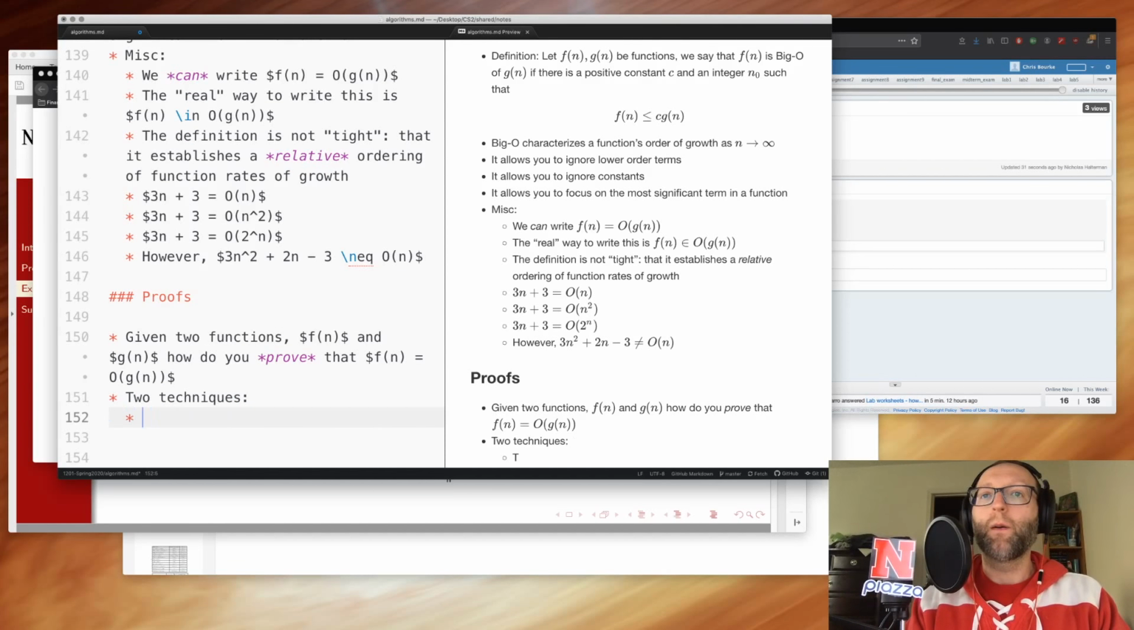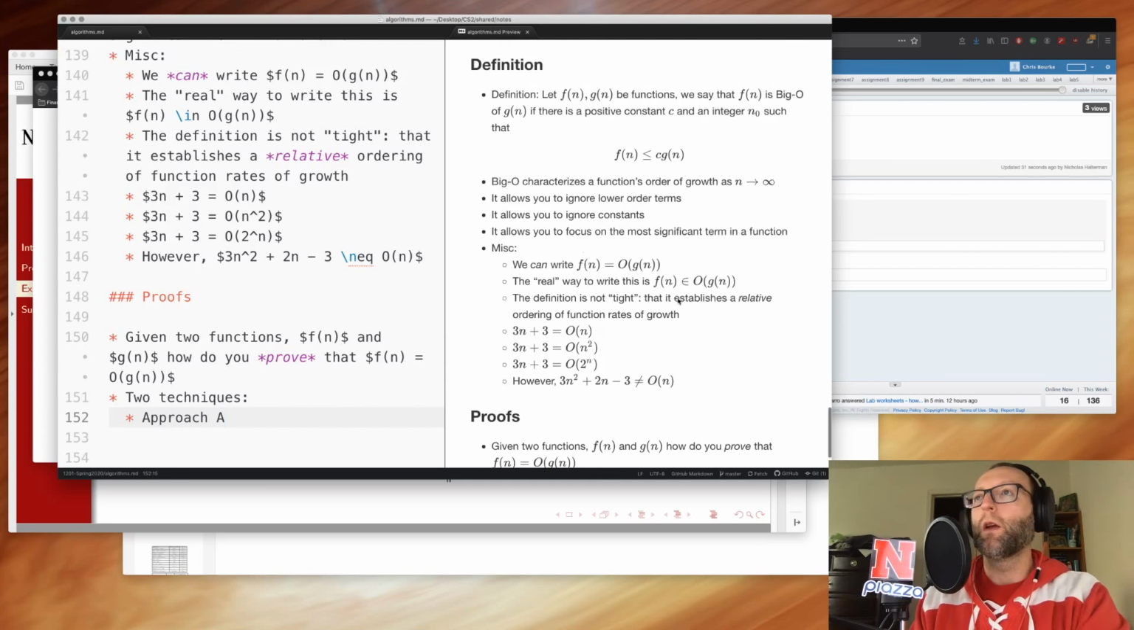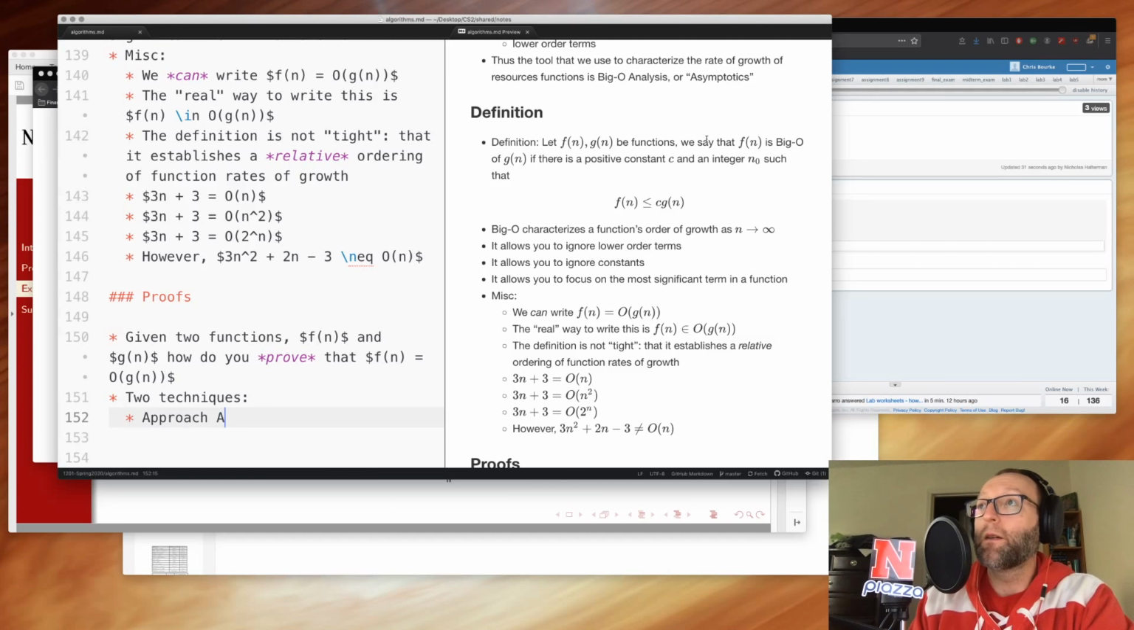First of all, approach A. I'm going to jump back over here to the definition. We say that f of n is big O of g of n if there's a positive constant c and an integer n naught, such that f of n is less than or equal to c times g of n for all n greater than or equal to n naught. So in other words, we've got two variables here, c and n naught. If I've got two variables, I can fix one and then find the other one, or I can fix the other one and find the first one. And that's basically the two approaches that I've got.